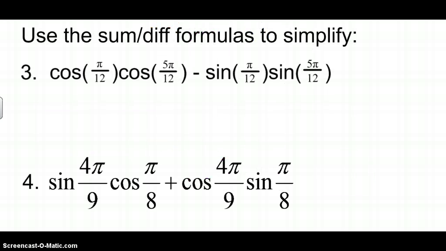This time we're going to talk in radians. Again, we're worried about the formulas first. So cosine, cosine, sine, sine. Starts with cosine. It's going to have the opposite sign in the middle.